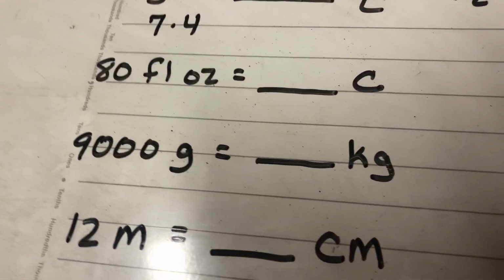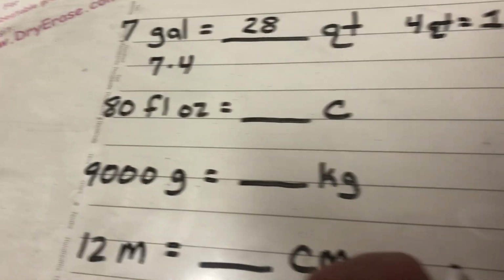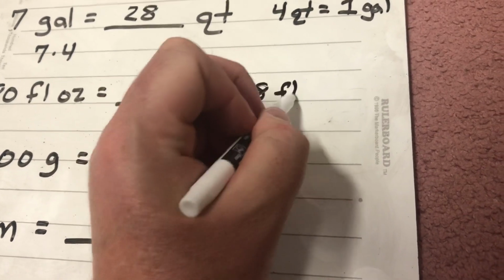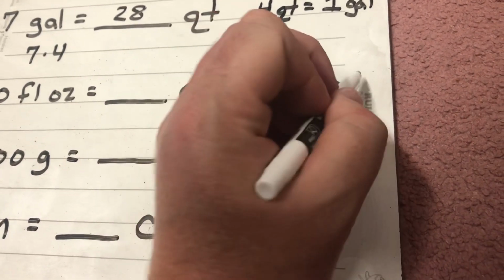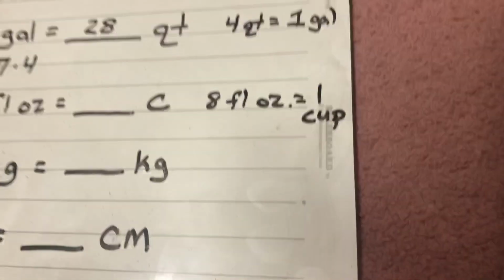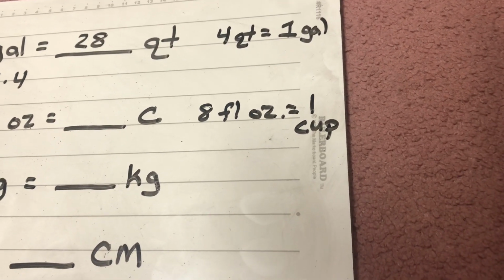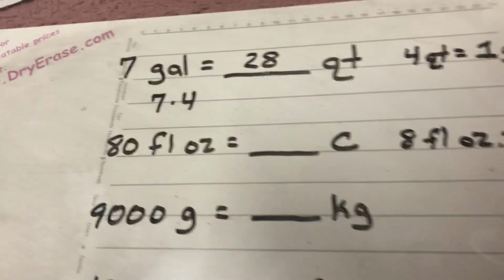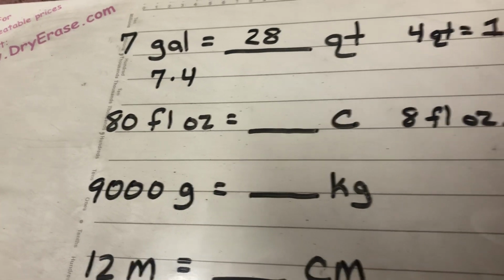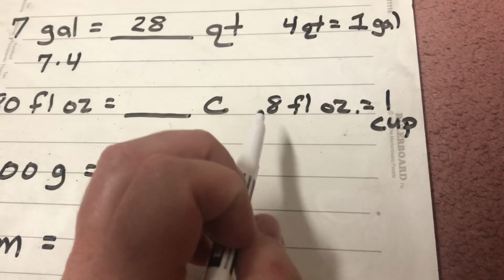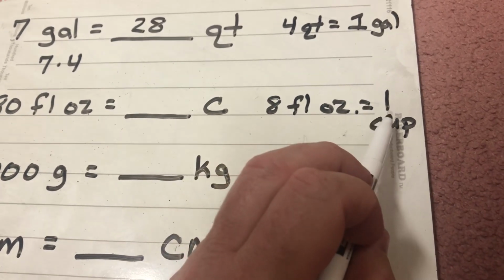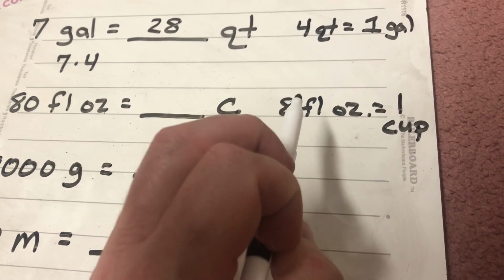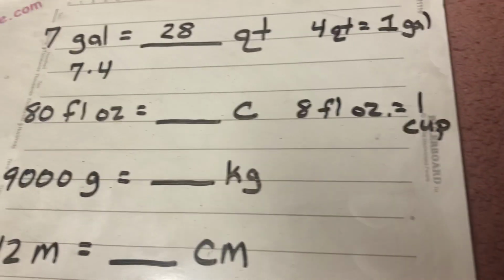80 fluid ounces equals blank cups. Well, if you look at your conversion sheet that you should have in front of you, you will see that it's 8 fluid ounces that equals 1 cup, and it's probably abbreviated a C. Okay, 8 fluid ounces equals 1 cup. I have 80 fluid ounces. So since 8 fluid ounces equals 1 cup, that tells me that 1 fluid ounce is less than 1 cup, or 1 cup is bigger than just 1 fluid ounce because it takes 8 of them to make 1 cup.